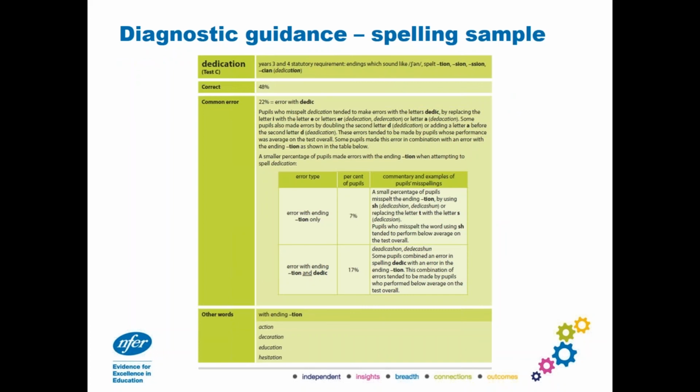Okay, so this slide shows an example of the diagnostic guidance, and this is an example from a spelling teacher guide, which outlines some of the information you can expect with the diagnostic guidance. As you can see here, it shows the percentage of pupils in the trial who got this spelling correct. It also shows how pupils are answering, in this case the common error, the error with the spelling pattern that pupils are showing most commonly, and gives a little bit more detail there.